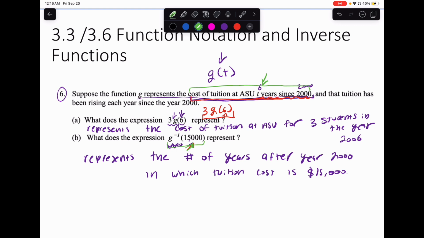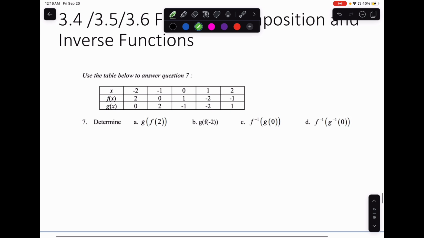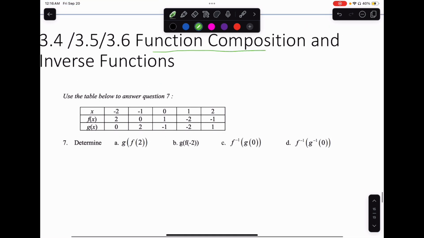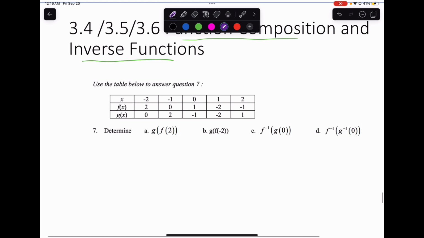Okay, so now we're still looking at function composition and inverse functions, but I want to make sure we understand how to find certain values using both a table and a graph. The first one I pulled was number 7 using the table, and this is going to include both function composition questions and inverse functions. So we look at the first one. We're given this table, with x, f of x, and g of x. The first one says to determine g of f of 2.